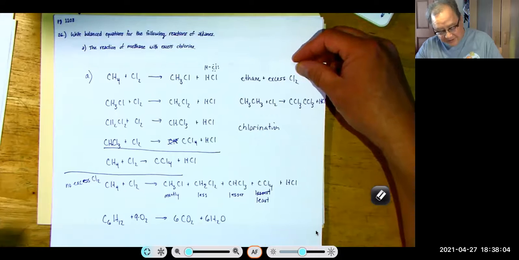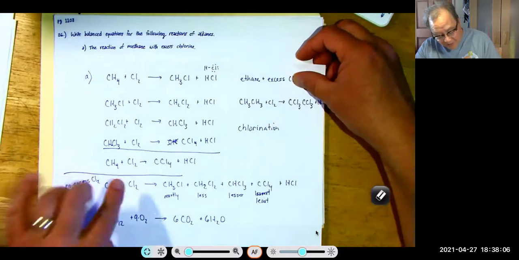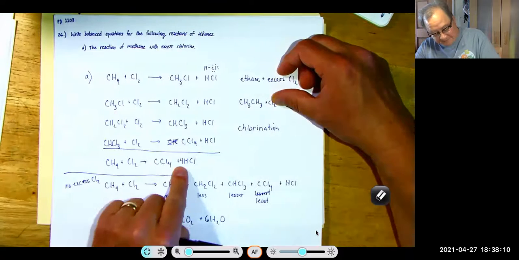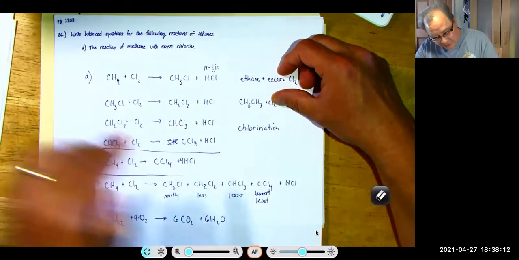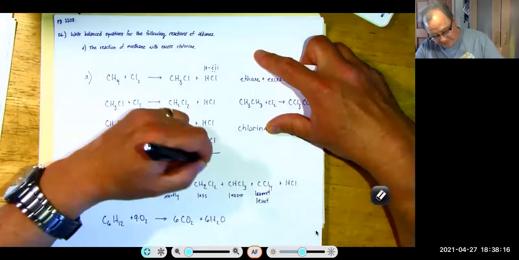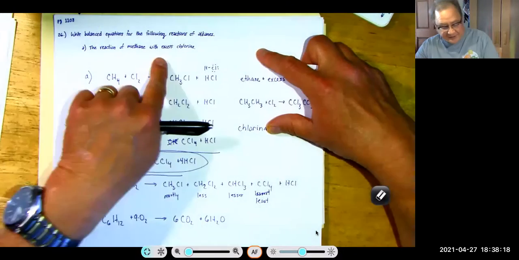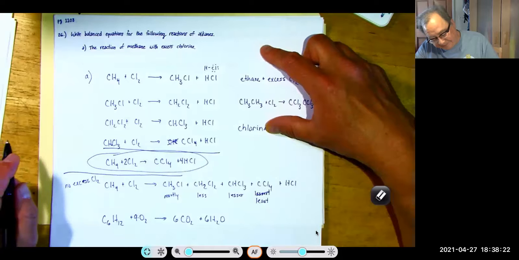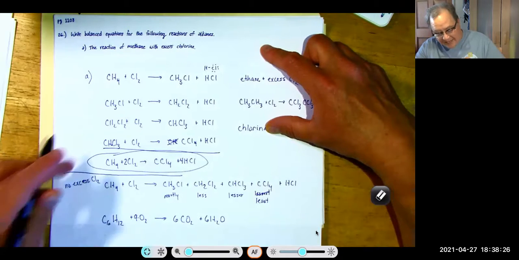Oh, and I guess technically for this one, if we want to make it balanced, we should write 4 here and 2 here, because they do say balanced. So we might as well make it balanced. So I'm going to go back to A.